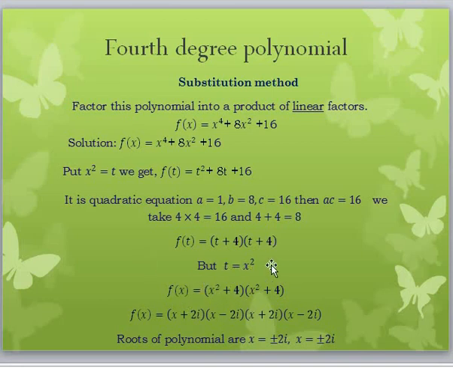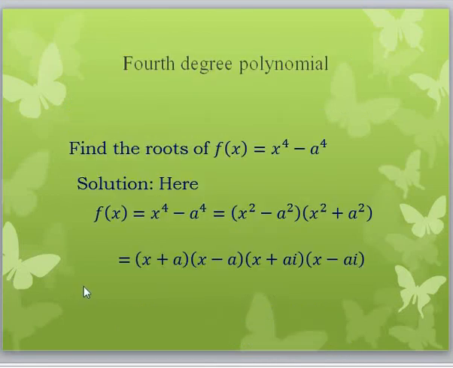So put t is equal to x square again here. So f of x equal to x square plus 4, x square plus 4. So f of x equal to x plus 2i, x minus 2i, x plus 2i, x minus 2i. So the roots of the polynomial are x equal to plus minus 2i, x equal to plus minus 2i.